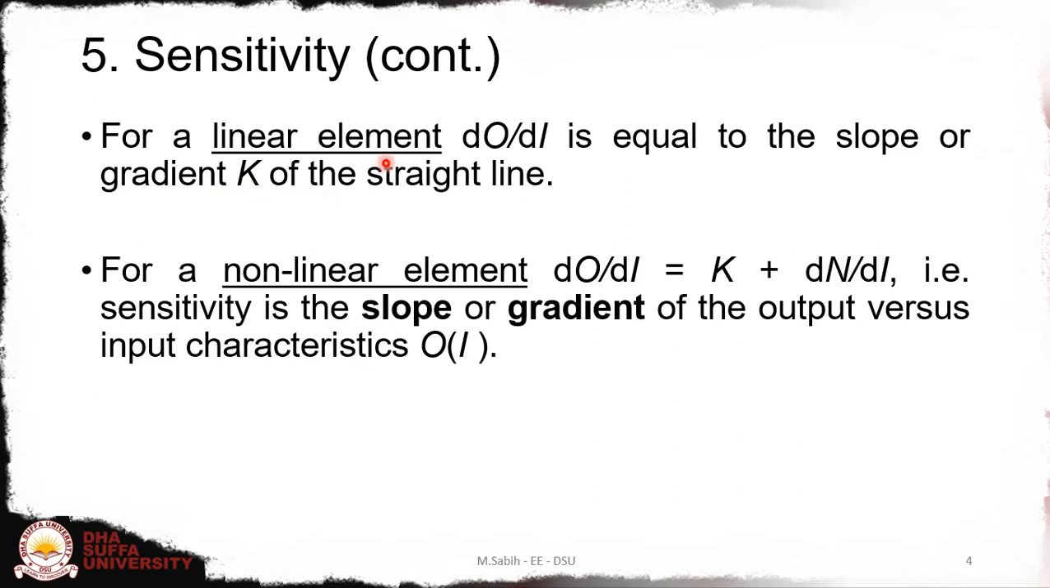For a linear element, this dO by dI is equal to the slope or the gradient K, which is constant throughout the line. But for a nonlinear element, this differential is equal to K plus dN by dI. That is, the sensitivity is the slope or the gradient of the output versus the input characteristics. Notice that the nonlinearity is the main element that will change the sensitivity of the element as the input changes.